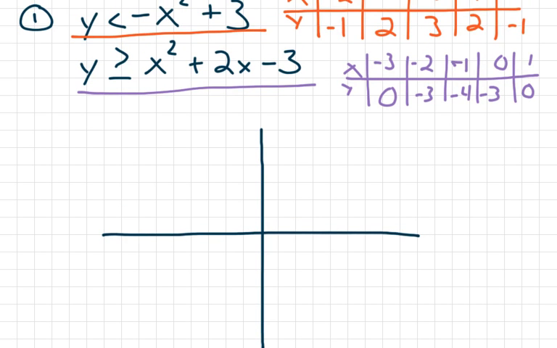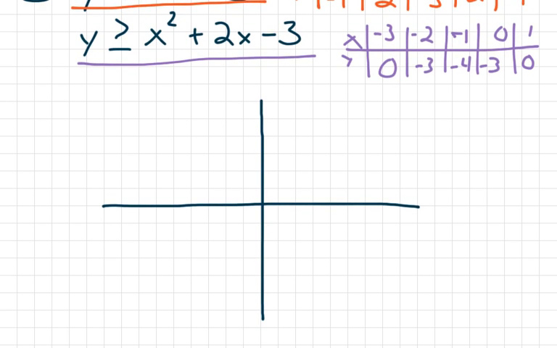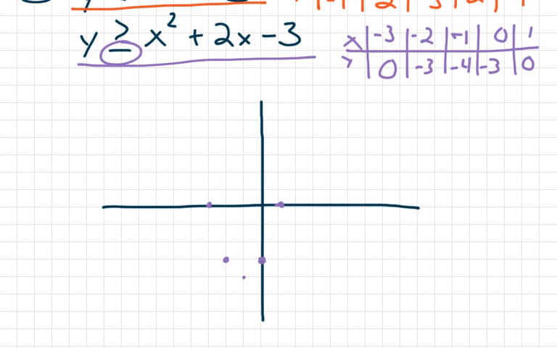Let's do the purple one first, just because it's still on the screen. We got -3, 0 is there. -2, -3 is there. -1, -4. 0, -3, and 1, 0. This one is a solid parabola because it has the or equal to part. Okay, so it's going to look something like this.